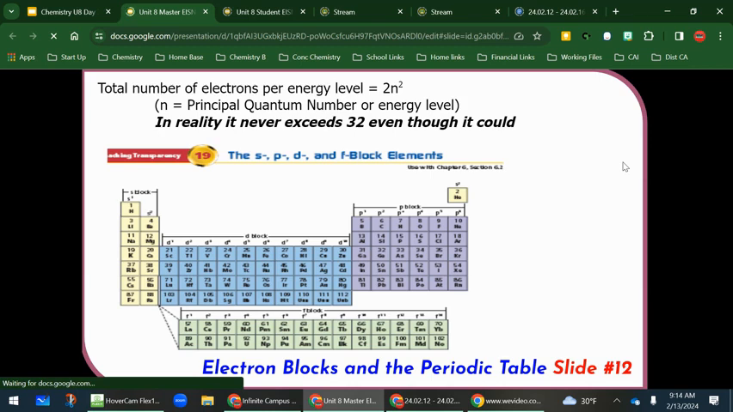So, your periodic table, ladies and gentlemen, actually helps you to understand this. Okay? Now, over here, these first 2 groups, they are called the S block, meaning these are the S part of your energy level. Okay? So, let's go back a minute.